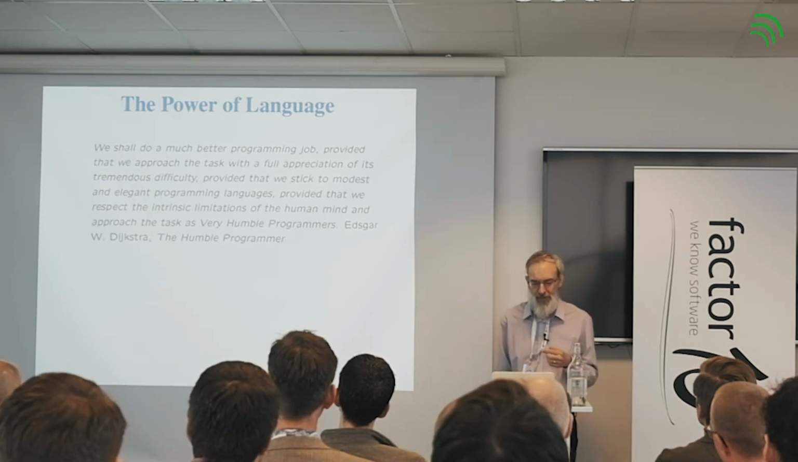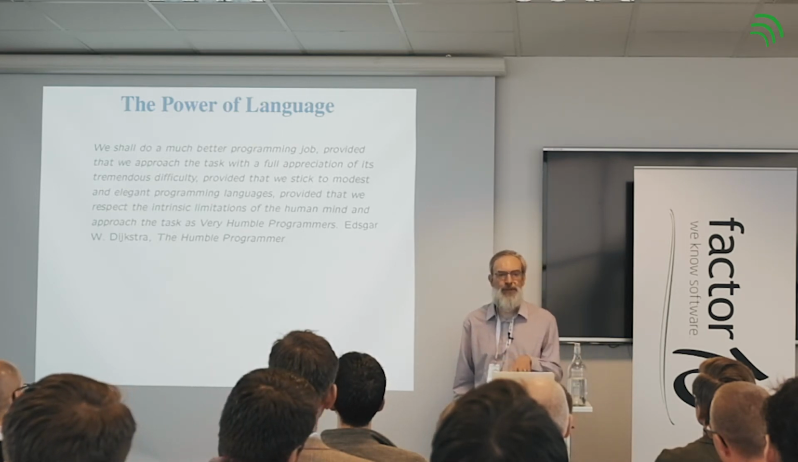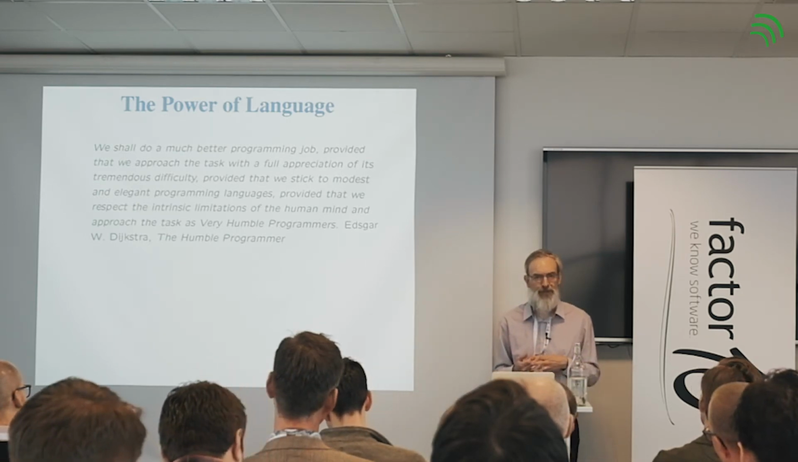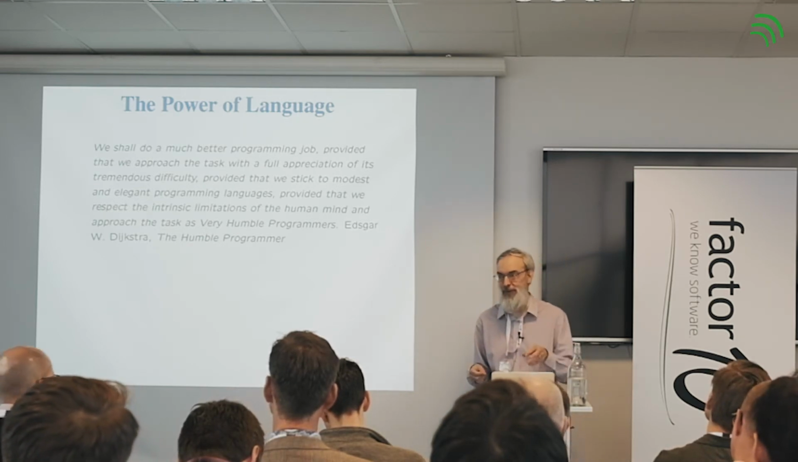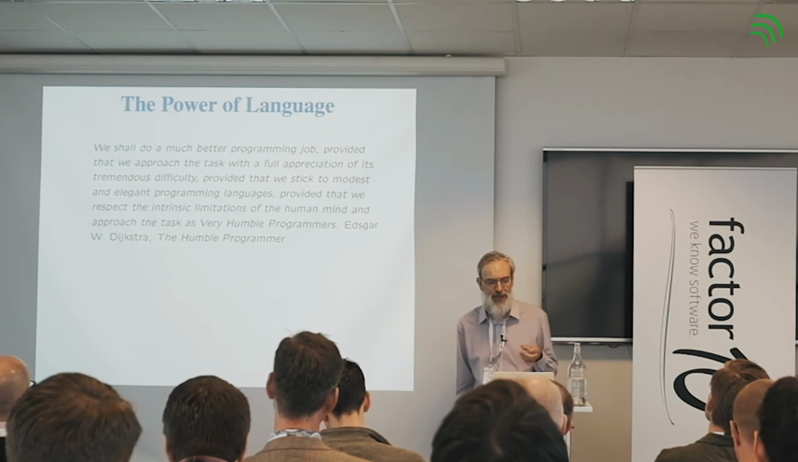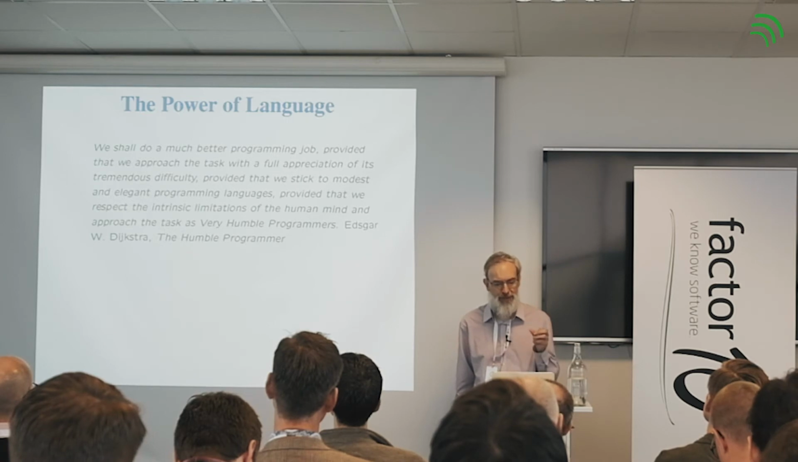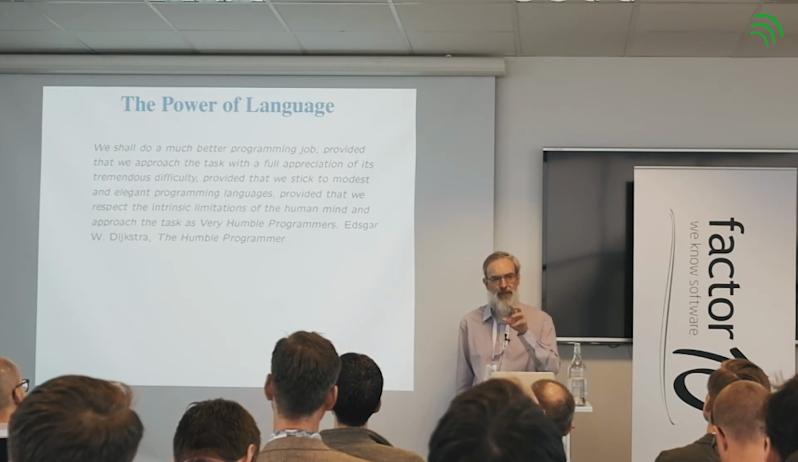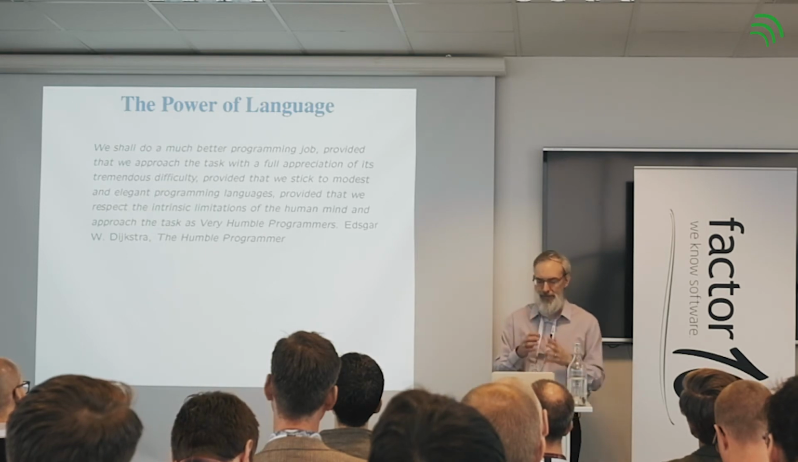Edsger Dijkstra wrote in his essay, The Humble Programmer, he was not talking about language-oriented programming, he's talking about programming in general being a tremendously difficult task. But his words definitely apply double to language-oriented programming. That will do a much better programming job provided we approach the task with a full appreciation of its tremendous difficulty. So because the task is tremendously difficult, we must stick to modest and elegant programming languages. That's how you manage that level of difficulty. That's how you manage complexity, by making the language that you're working with small and elegant and understandable.